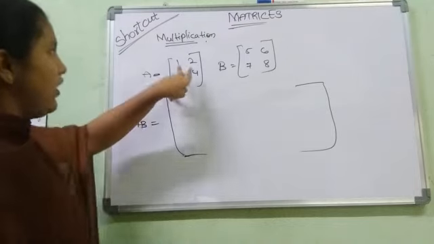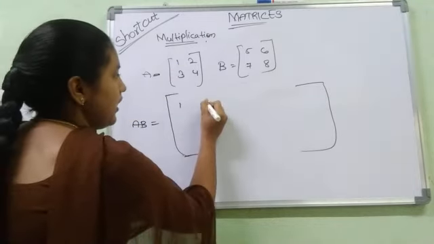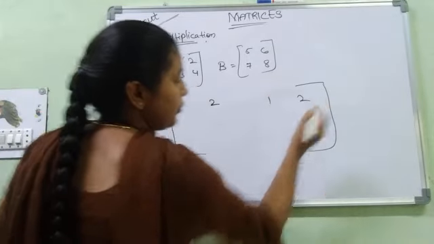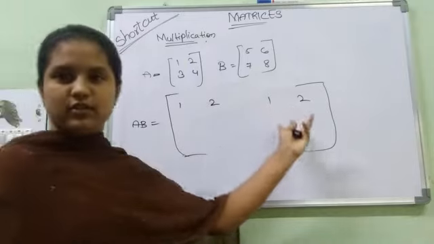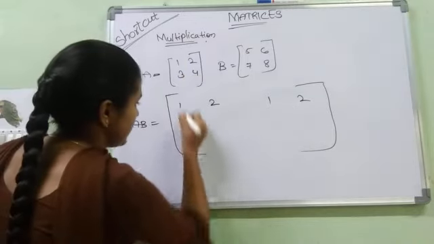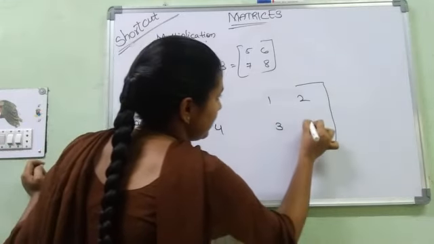So, first of all, here in A, it's 1, 2. Just write here 1, here 2. The same 1, 2, okay. Till here you have understood, I think so, okay. And then here you have 3, 4. Just write under them 3, 4.